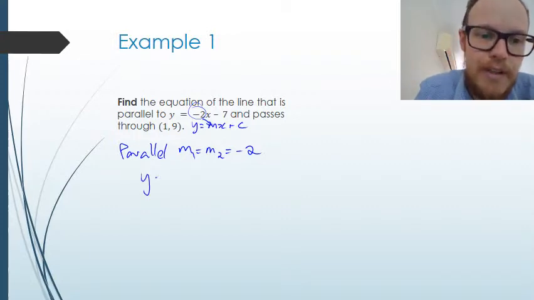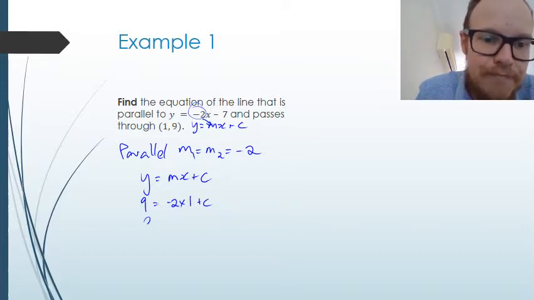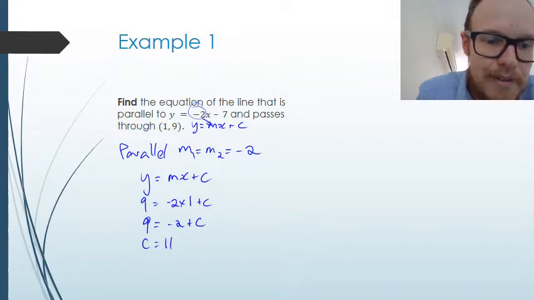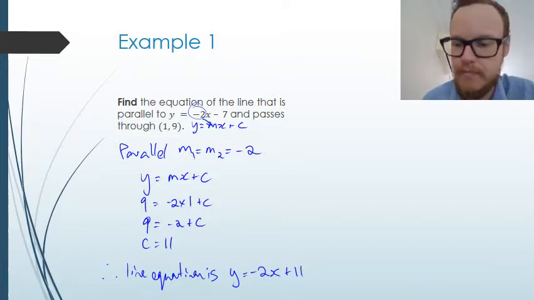So let's plug that into our y equals mx plus c equation. The y value is 9. The m value is negative 2. The x value is 1, and we're trying to find c. So that means we've got 9 is equal to negative 2 plus c. Add 2 to both sides, and we get that c is equal to 11. So then we can say, therefore, the line equation is y is equal to negative 2x plus 11.